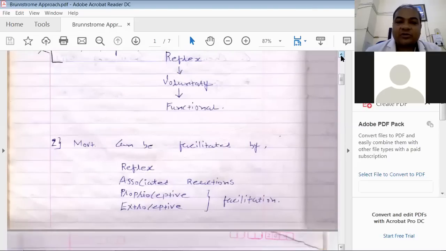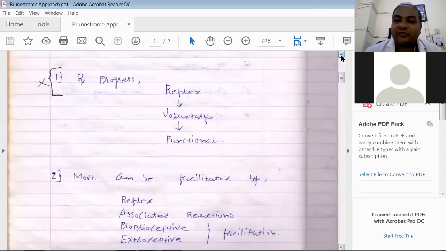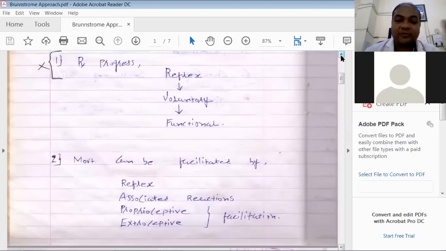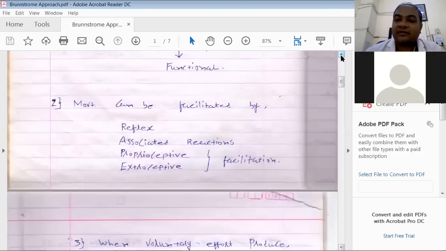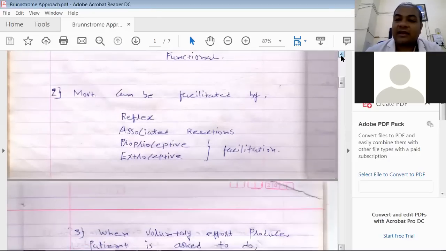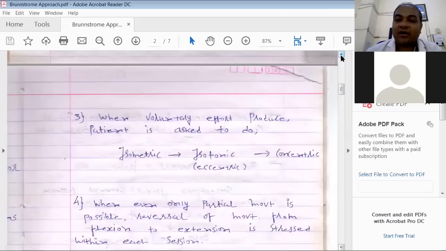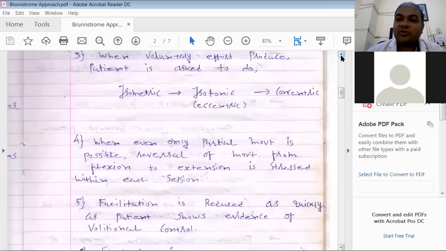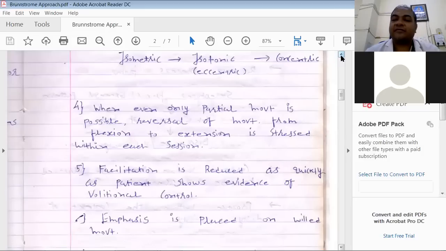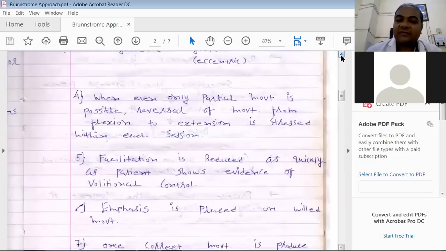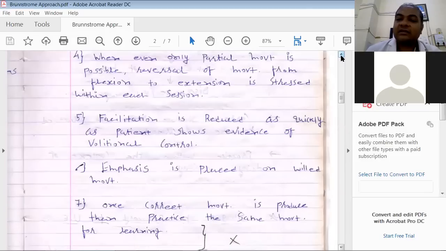Okay, first, the functionality of movement in the treatment progress. Movement can be facilitated by the reflex, associated reaction, proprioceptive, exteroceptive. Once voluntary movement produces isometric, you have to go to isotonic and concentric. Once it has started in one direction, we immediately have to start, within the available range, in the opposite direction.